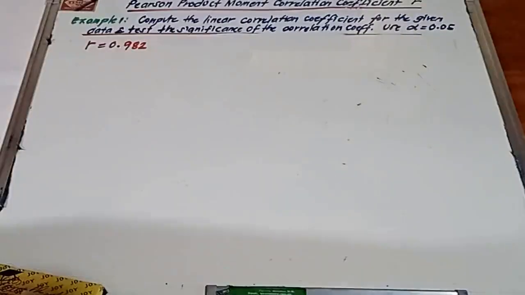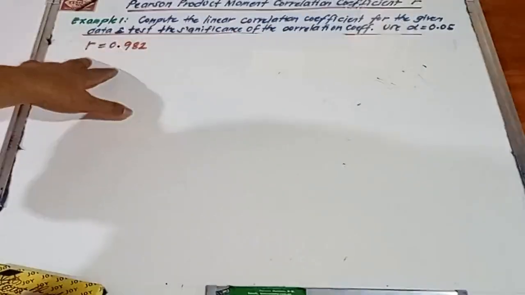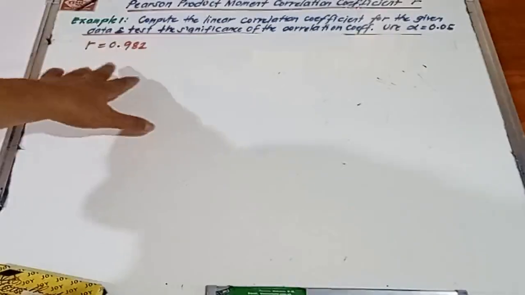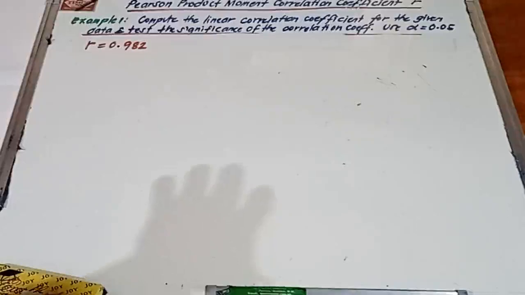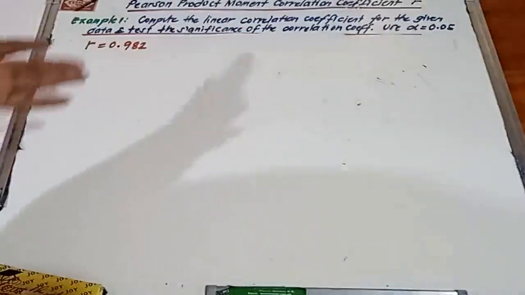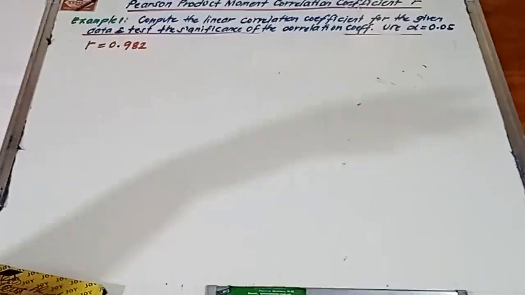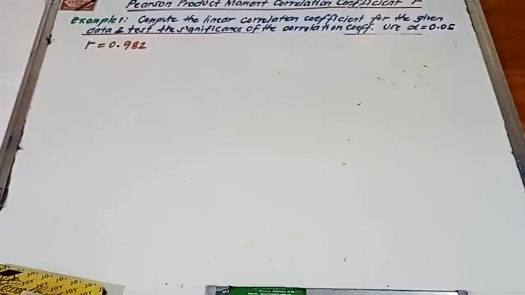Okay, para dun sa second part ng ating solution, for example number 1, na-compute na natin yung ating linear correlation coefficient r, which is equal to 0.982. What we're going to do for the second part of the solution for example number 1 is to test the significance of the correlation coefficient that we have computed from part 1 ng ating solution sa example number 1. Again, we're going to use alpha equal to 0.05.